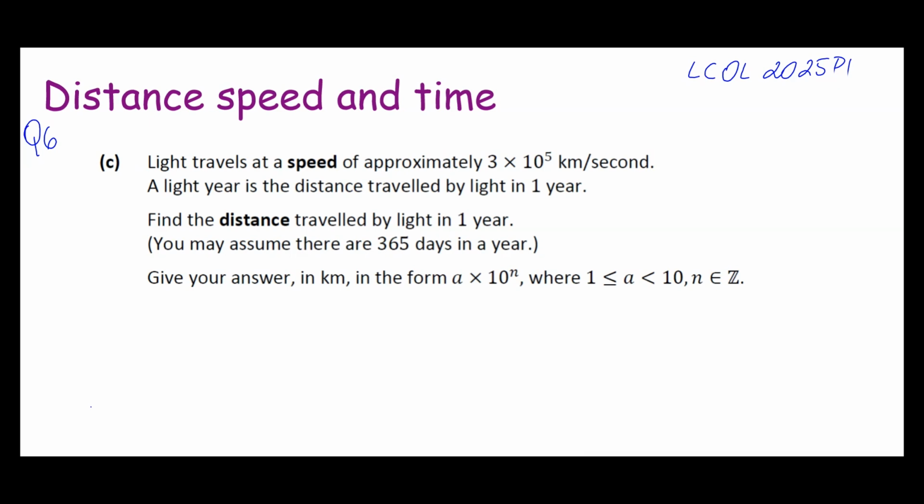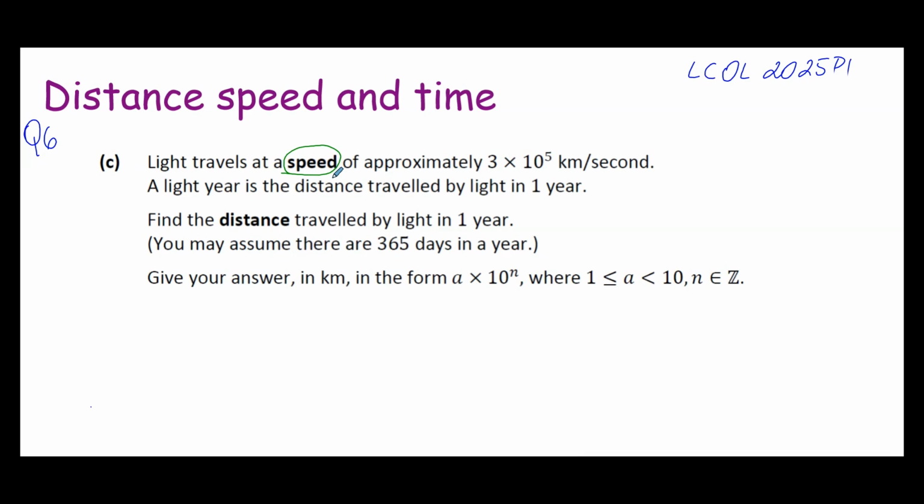Distance, speed, and time, a topic that comes up very often, almost every year in your exam. Let's have a look. Light travels at a speed of approximately 3 multiplied by 10 to the power of 5 kilometers per second. Now, before we even read further, once in your exam you see that word speed, that indicates that this particular question is about distance, speed, and time.